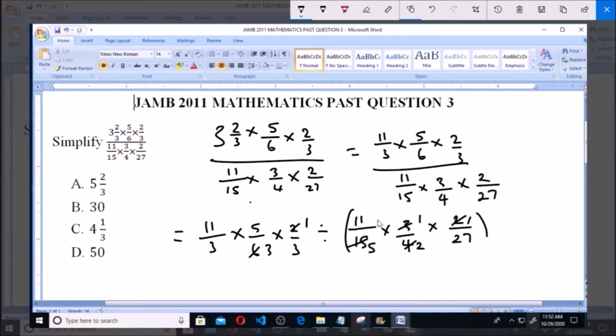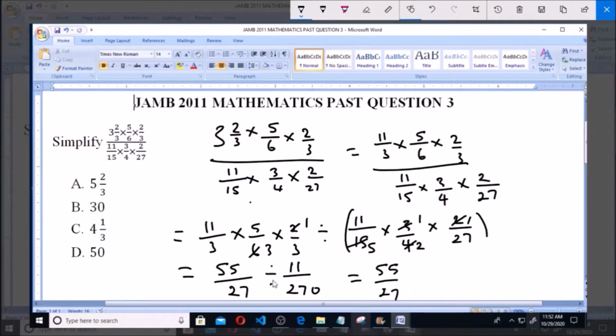So now this will give us 11 multiplied by 5, which is 55, over 3 multiplied by 3 multiplied by 3. So this is equal to 55 over 27, divided by, now here we have 11 multiplied by 1, which is 11, over 5 times 2 times 27, and that will give us 270. So divided by 11 over 270. So this is equal to 55 over 27.